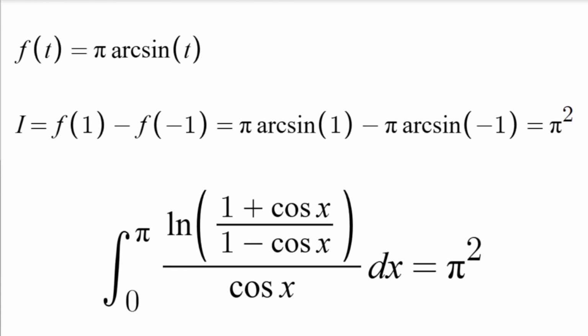So anyway, the integral from 0 to pi of natural log of quantity 1 plus cosine x over 1 minus cosine x, divided by cosine x dx, is equal to pi squared.